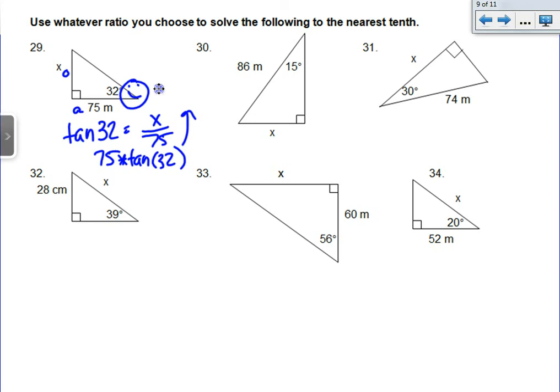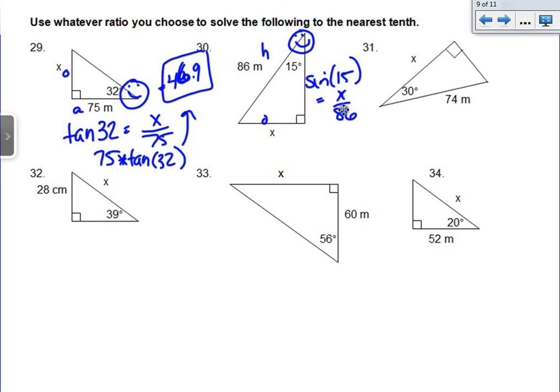And I'm going to write my answer up here. We get 46.9. That's a 6. Alright, number 30. Here's our point of reference. Looks like we have opposite and hypotenuse, so that would be the sine of 15 equals x over 86. So x is in the numerator, so we are going to multiply 86 times the sine of 15. And we get 22.3.